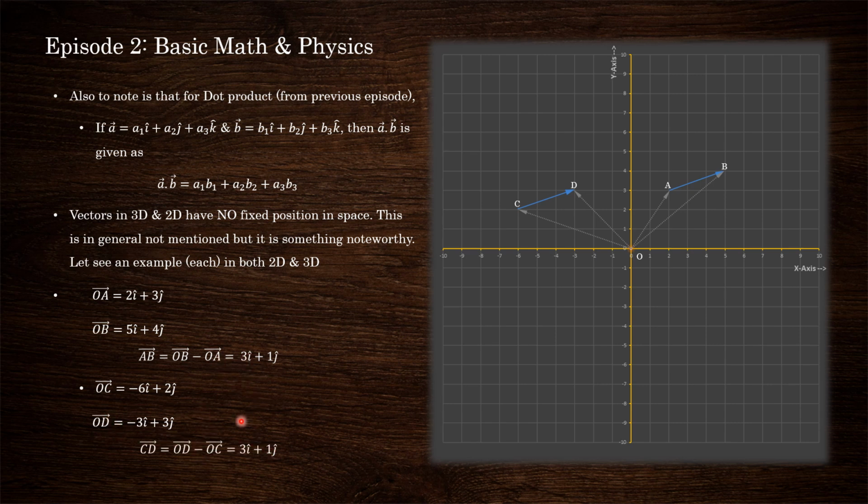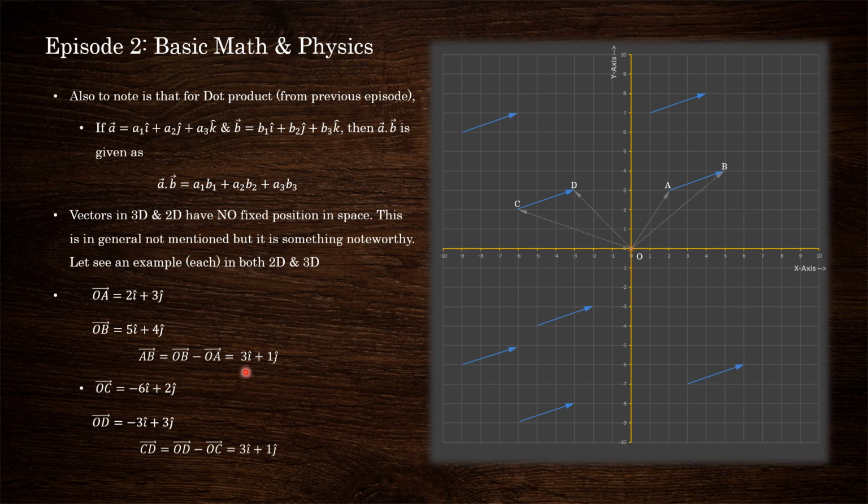You see OA and CD are essentially the same vectors, but they are at different points in the 2D space that we see. So they don't have a fixed position. There can be multiple vectors like this. They can be all around the 2D space. I just want to emphasize that the vector here, 3i plus 1j, can exist anywhere. So they don't have a fixed position in space.